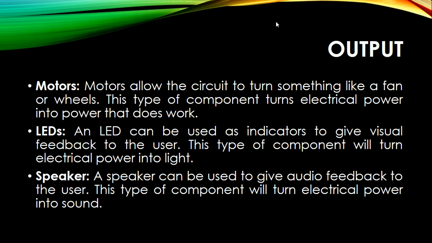We have motors. Motors allow the circuit to turn something like a fan or wheels. This type of component turns electrical power into power that does work. And then we also have LEDs. An LED can be used as an indicator to give visual feedback to the user. Actually, LEDs are used for status indicators. This type of component turns electrical power into light.